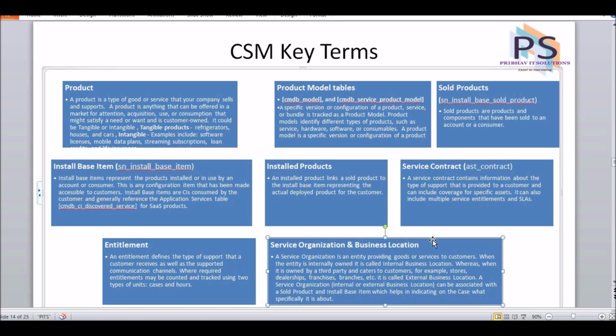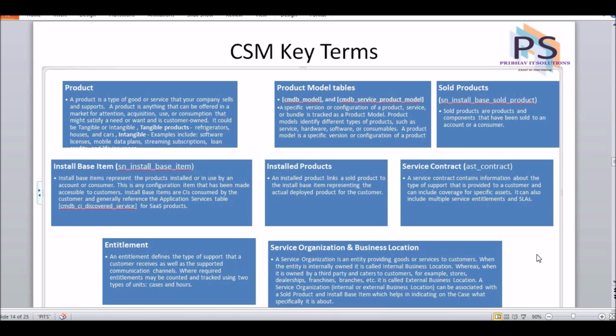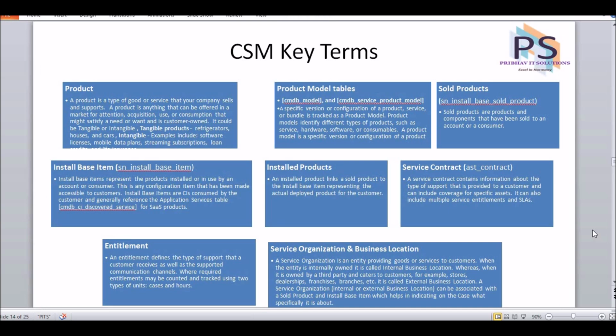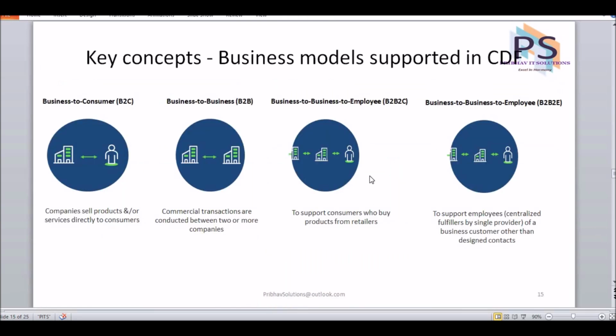These terms are very, very important to understand before we go further. Let's have a little more deep dive into these models like B2B, B2C, what we are talking about here, right? Customer data foundation is called CDF. Okay, we spoke about B2C, where companies sell the product directly to consumers. C stands for consumer, B stands for business. Business is your account, company. So a company selling the product directly to a consumer is called B2C. When a company is selling the product to another company, that is called B2B.